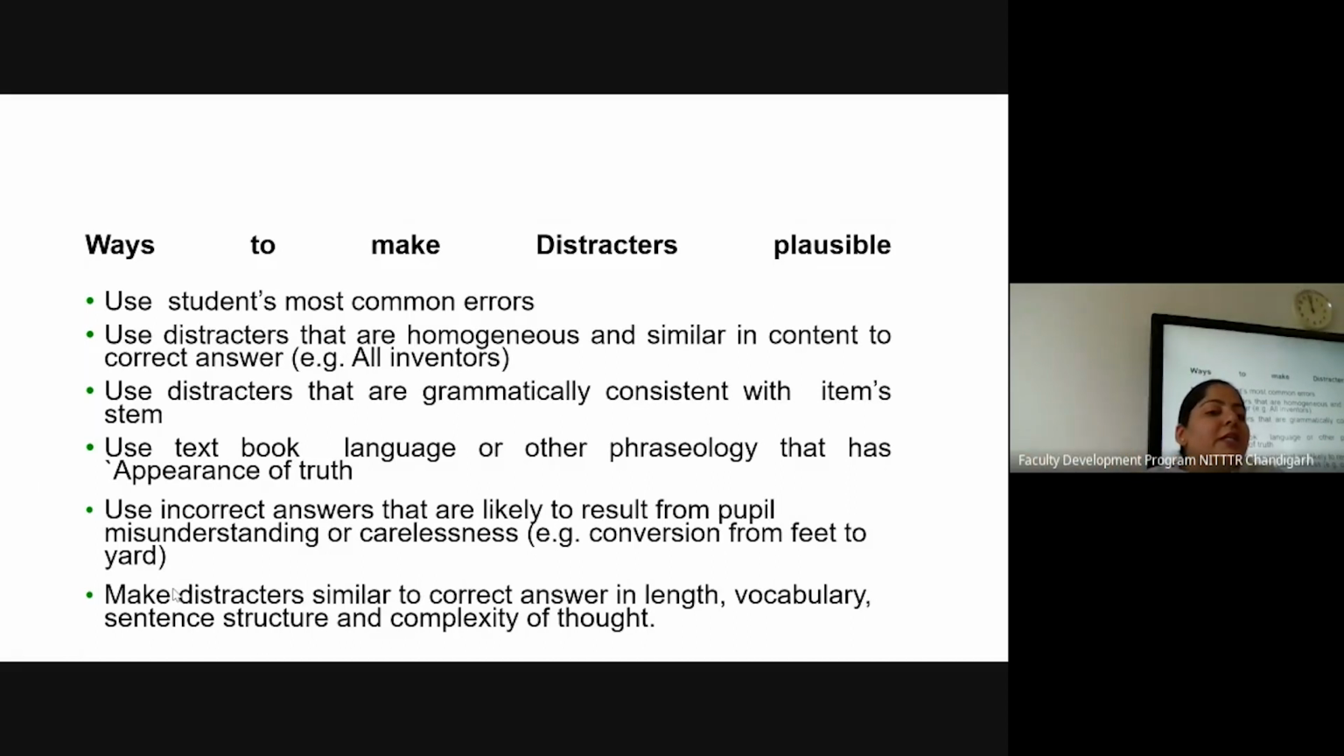Student किस हिसाब से चलते हैं? Appearance of truth कि ये मुझे ठीक लग रहा था तो मैंने लगा दिया. Actual में जब मैं अब thought process में हूँ तो I come to know कि conditions were different. So that increases the complexity of those multiple choice items. Make distractors similar to the correct answer in length, in vocabulary, in sentence structure and in complexity of the thought also.